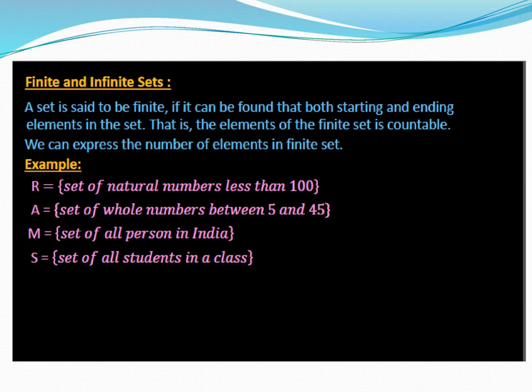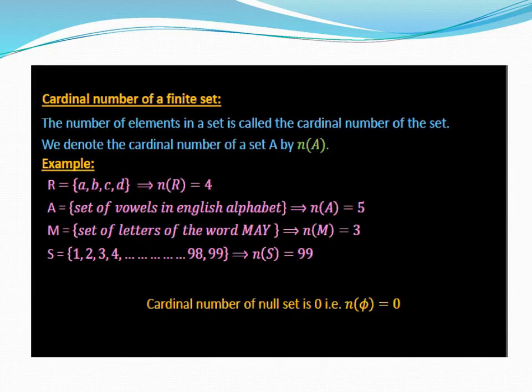Example, R equals the set of natural numbers less than 100. So we can express the total elements less than 100. And A equals the set of whole numbers between 5 and 45. And M is the set of all persons in India. And S is the set of all students in a class. These are all finite sets. Why? Because these are all countable. Now finite and infinite sets.